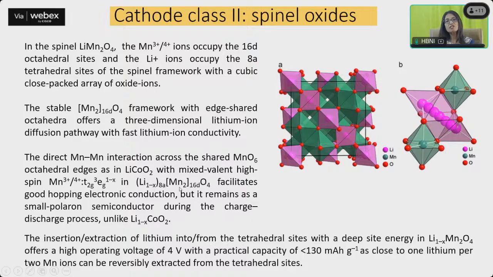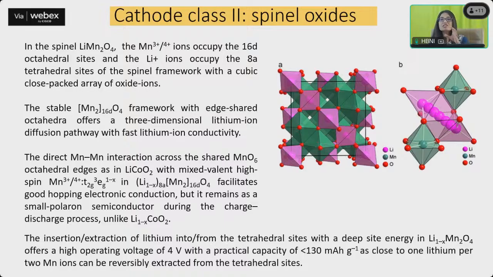However, because of this Mn structure, it remains a small polaron semiconductor during the discharge process, whereas, if you remember, for LCO I said that it becomes more and more metallic. So the insertion and extraction of lithium into and from these tetrahedral sites with deep site energy in LiMn2O4 offer a higher operating voltage of 4 volt with a practical capacity of less than 130 milliampere hour per gram.